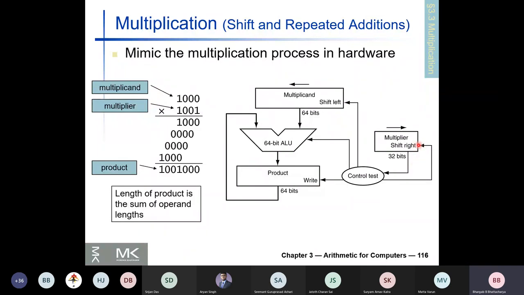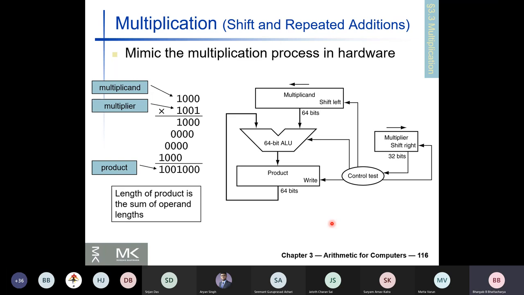So you check here the rightmost bit. If it is 0 or 1, you take appropriate action. And keep on doing this 32 times, and finally the product would be available here. So since in MIPS architecture the ALU is available, the registers are also available, and the shift operation is also available, we can do away with this AND array. We don't need this AND array to create the partial product.